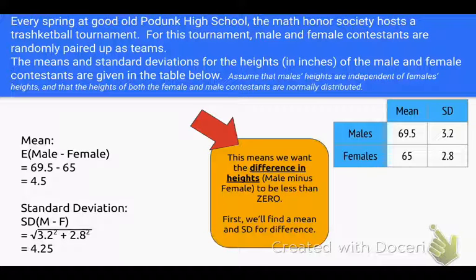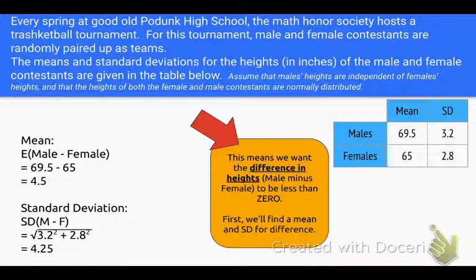So I want to know the difference, right, between them. So we want the difference in heights. So we want male minus female to be less than 0. So if male minus female is less than 0, meaning that it's negative, that means my female was taller. Right? Do you have that in your brain?